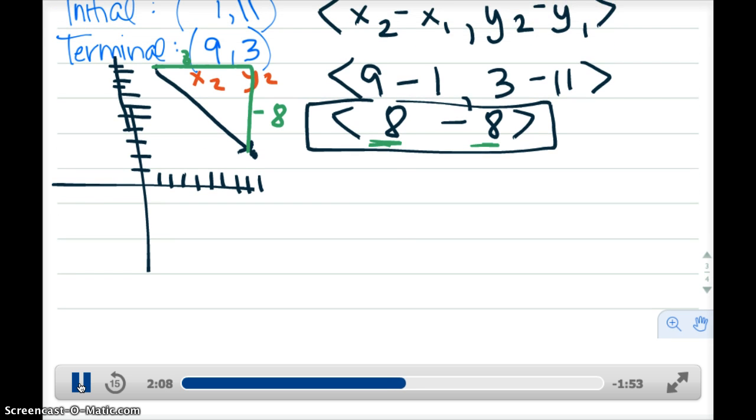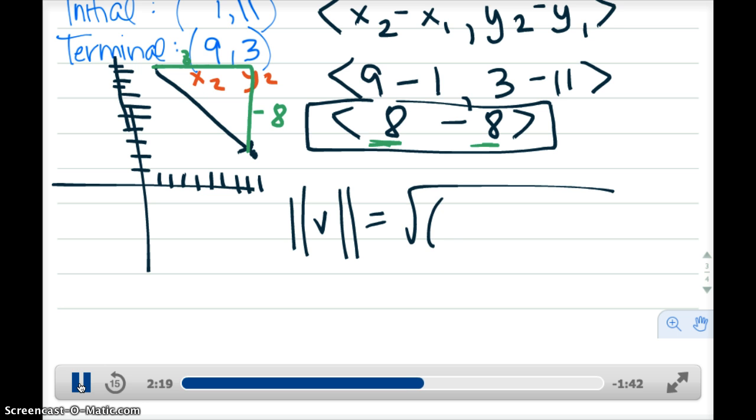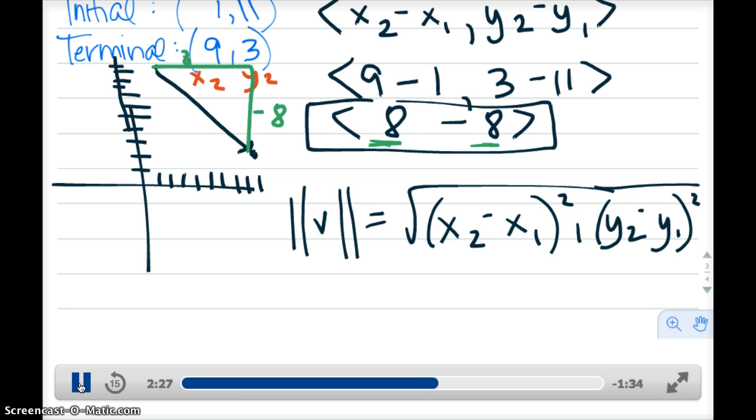Now if I want to find the size, or the length, or the magnitude of this vector, I'm going to go back to the formula, the distance formula that we talked about in class. So the square root of x2 minus x1 squared plus y2 minus y1 squared. But if you really think about this, we already did x2 minus x1 when we found the component form. And we already did y2 minus y1 when we did the component form.